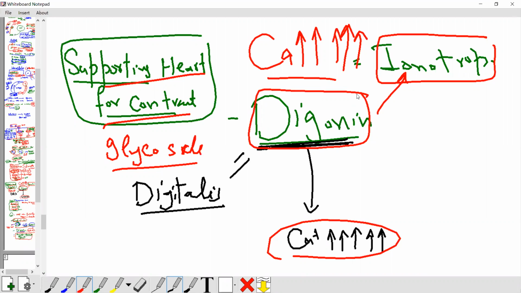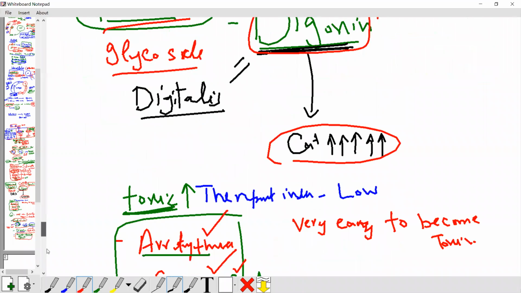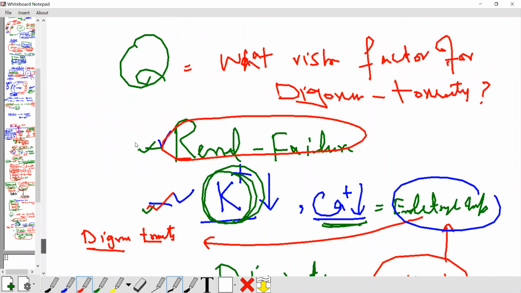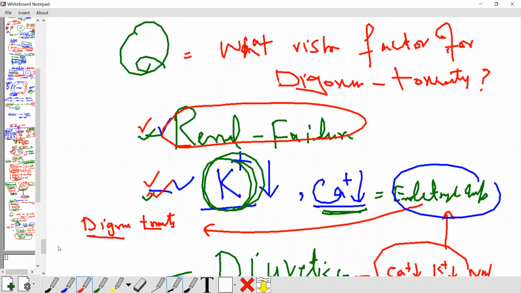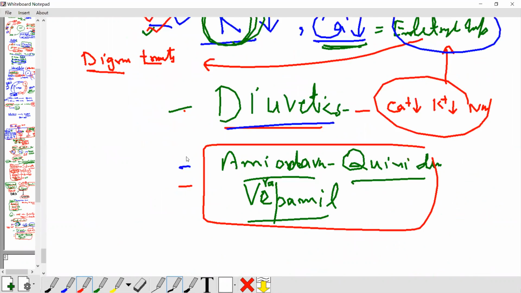What are the problems with toxicity? What happens in toxicity? It can lead to seizure, convulsion, confusion, GIT upset, nausea, vomiting, and arrhythmia. It can cause arrhythmia. And what are the risk factors for digoxin toxicity? If the patient has kidney disease, electrolyte imbalance, is using diuretics, or is using amiodarone, quinidine, verapamil, these drugs increase digoxin toxicity. It's all about heart failure.